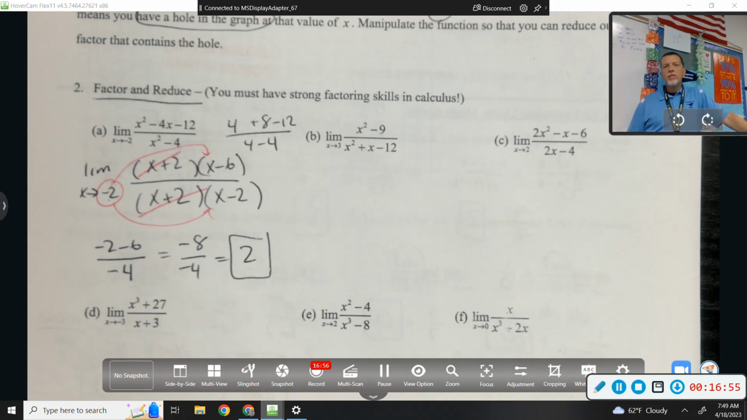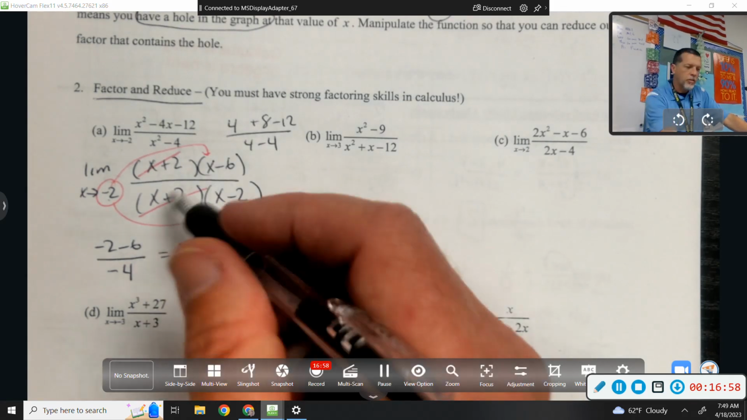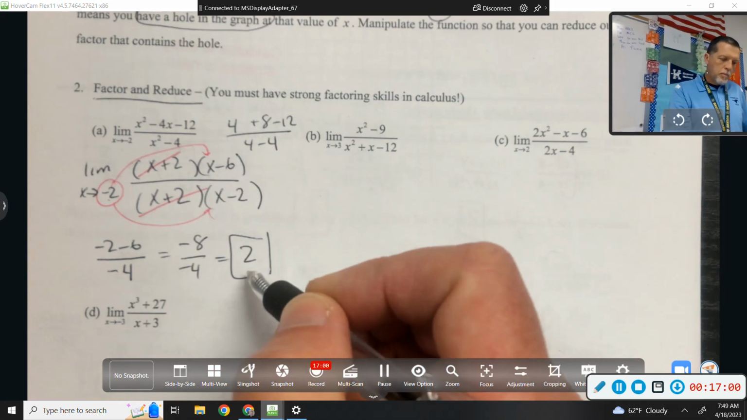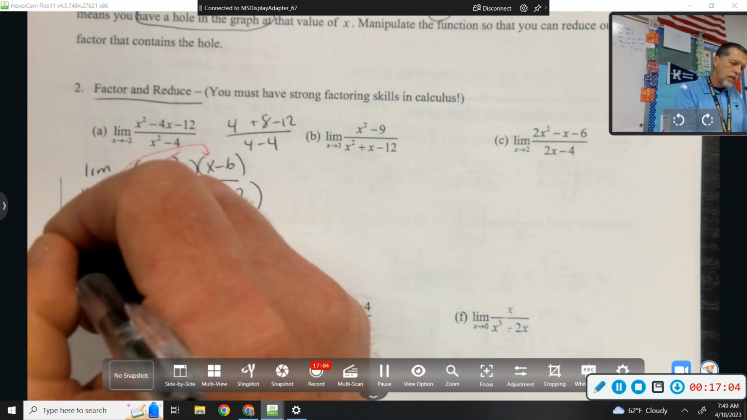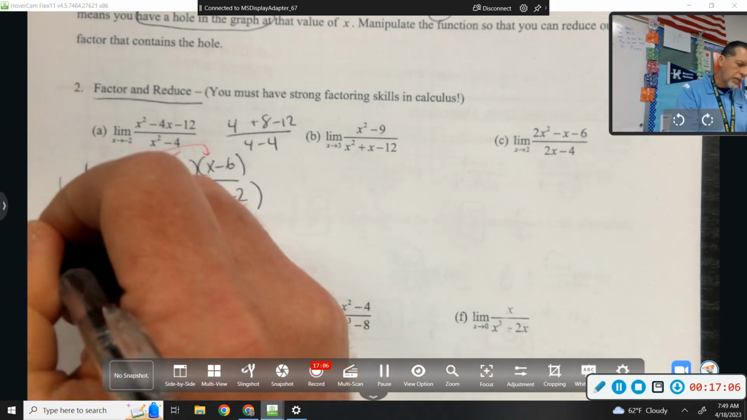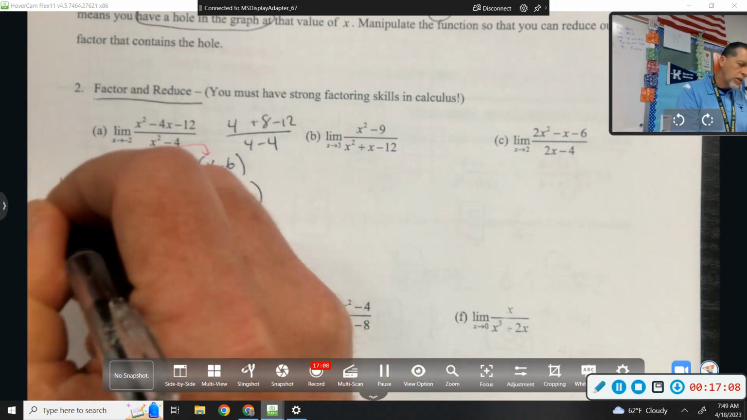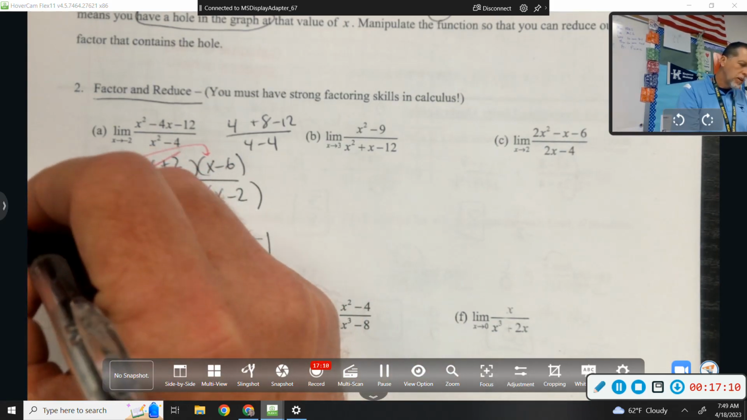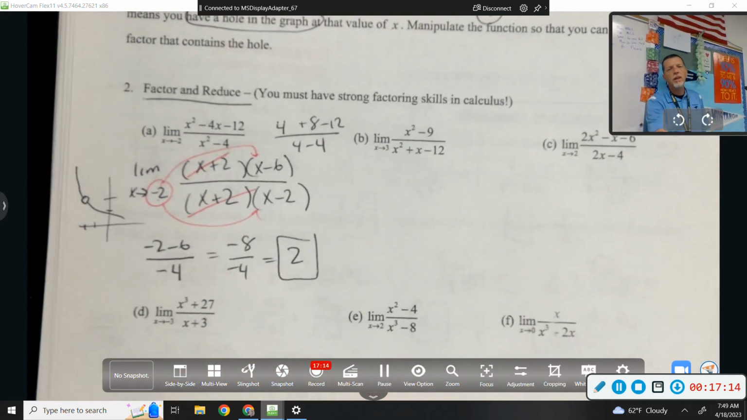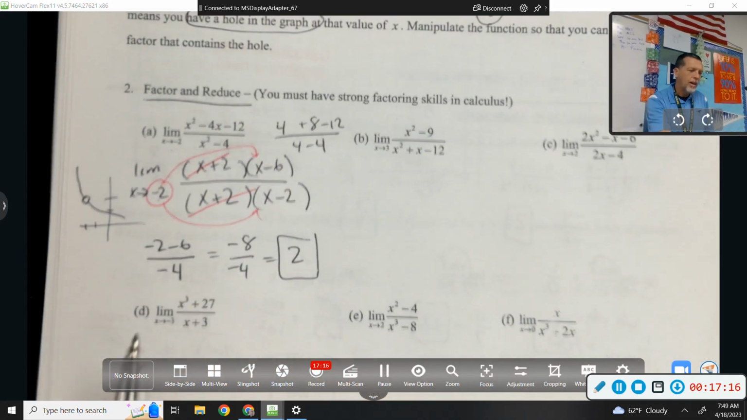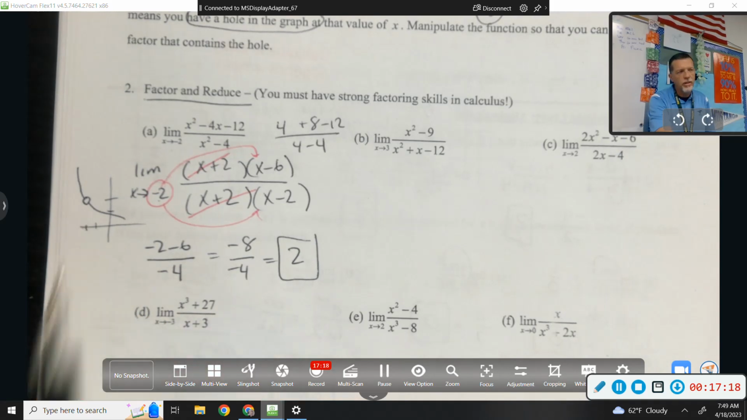So that means there's a hole there because the factor's canceled. But the value is 2. I don't know what this thing looks like, but x is negative 2. The hole's at positive 2. Again, who knows what the graph looks like, but there's a hole at x equals negative 2 and the y value is 2.